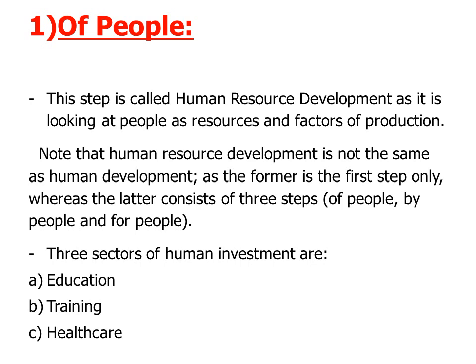The first step of human development is development of people. This step is called human resource development, looking at people as a resource or as a factor of production. So human resource development is not the same as human development. Human resource development is the first step of human development, while human development has three steps: development of people, by people and for people.